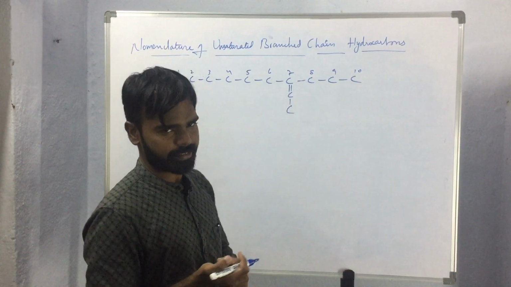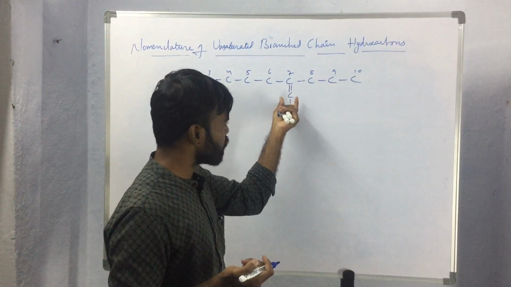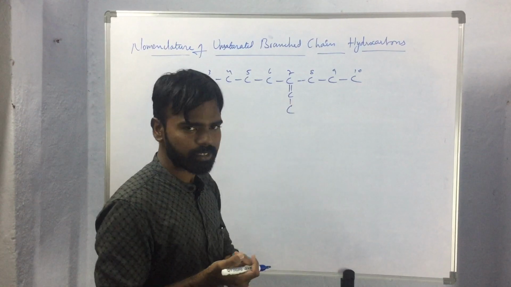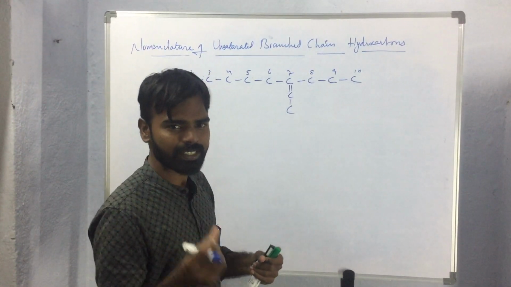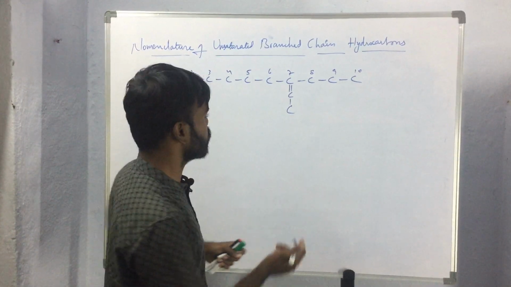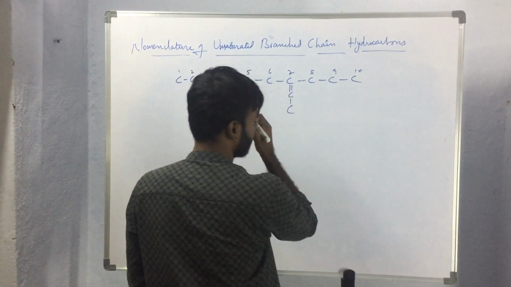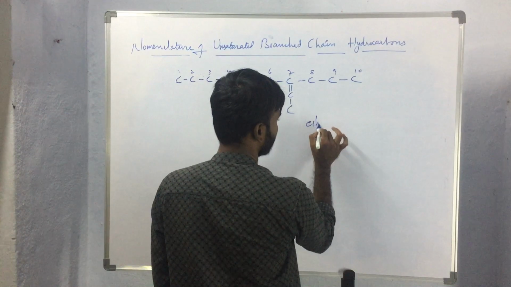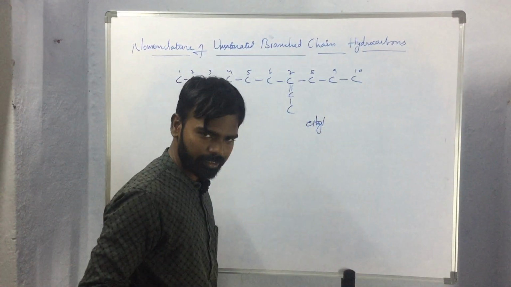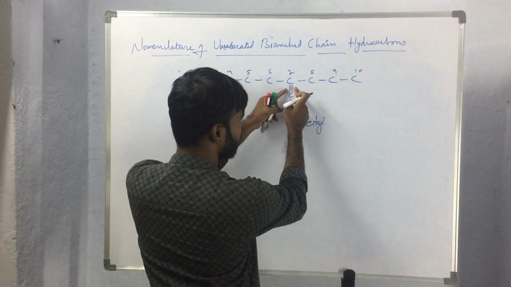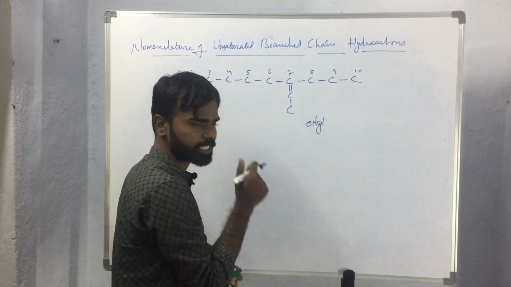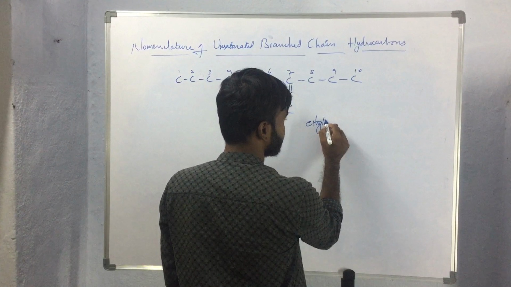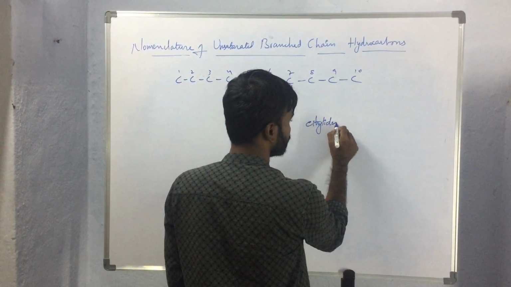So in this kind of unsaturation, we will be naming the compounds by using the suffix -ene. So the side chain here is an ethyl side chain. As the double bond or the unsaturation is directly attached to the parent chain, a suffix -ene is used.